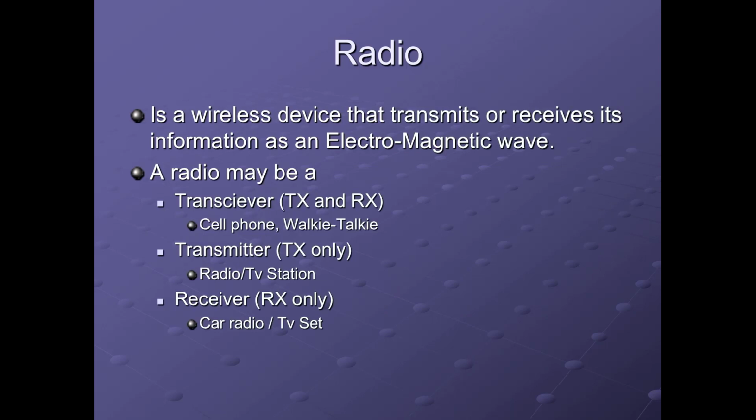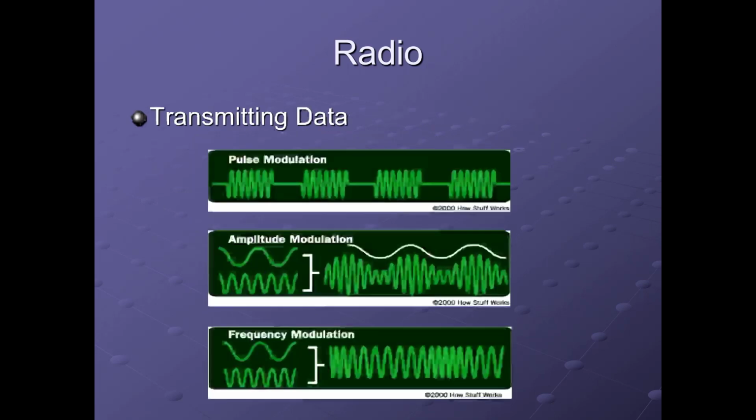Radio is a wireless device that transmits or receives its information as electromagnetic waves. We have a transmitter or a receiver, or a combination of a transmitter and a receiver. For, say, a full duplex radio link, that would be a transceiver. It would be able to transmit and receive, and if it could do that simultaneously, it'd be full duplex. If it was a take-your-turn link, it would be half duplex. But you get the idea.